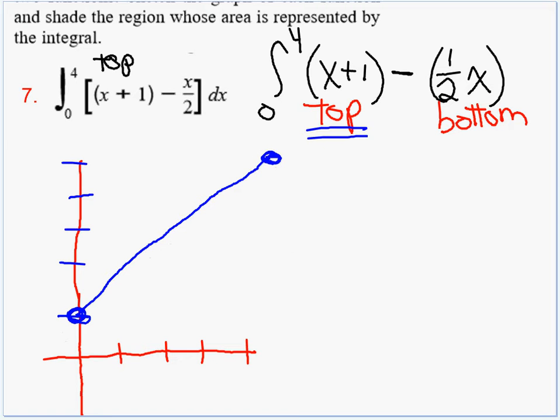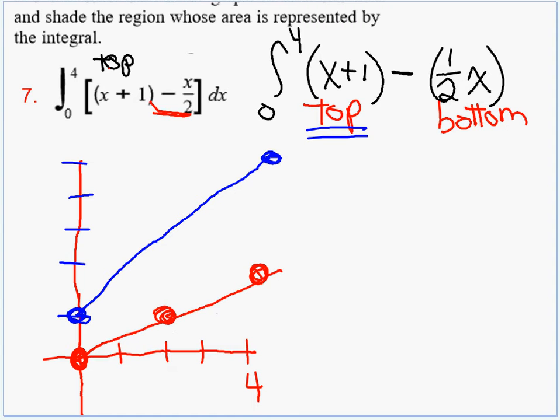And for the bottom, I'll switch back to red. Now over here, it's negative x over 2, but I put the x over 2 or the half x into its own set of parentheses. This negative is not attached to the x. This is not a negative slope. This is 1 half x plus 0. So we would start at 0, and our slope would be 1 half, up 1 over 2, up 1 over 2. And here's where we end at 4.